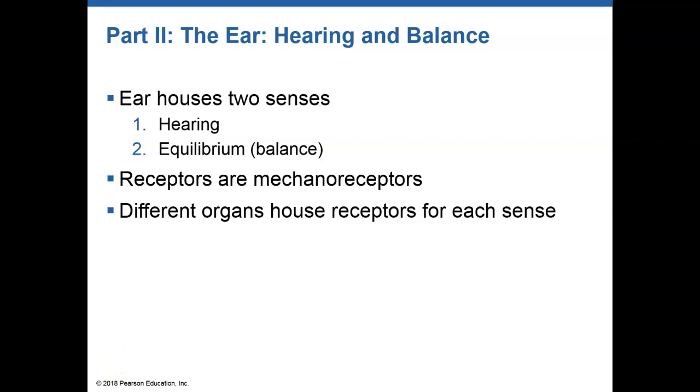Even though this says part 2, we're in this third section for chapter 8 lectures. We're getting into the ear, which is an exciting area. The ear houses two special senses, hearing and equilibrium. And the receptors are all called mechanoreceptors. They take in mechanical information and then we receive that information as either sound or balance.